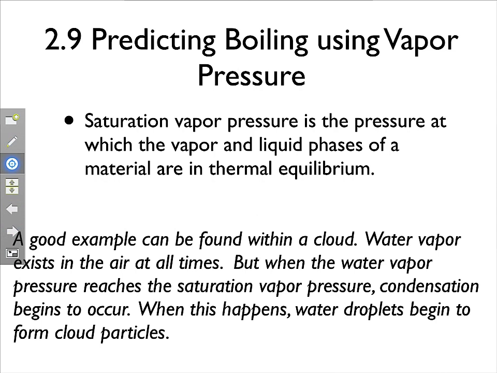Another good example is when you form a cloud. Water vapor exists in air at all times everywhere on Earth. And when that vapor pressure exceeds what's called the saturation vapor pressure, which I'll show you a graph of in a minute, condensation is going to occur. You basically cool down the air enough to create a relative humidity of 100%, so that the water molecules start to adhere to each other. And when this happens, water droplets will begin to form cloud particles.